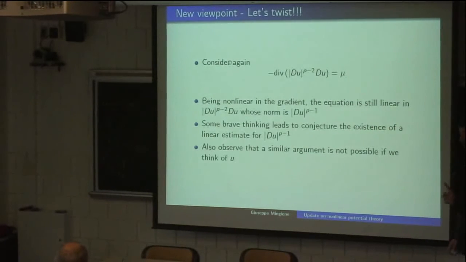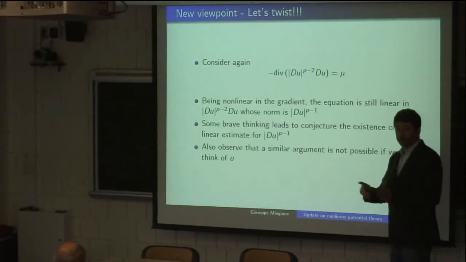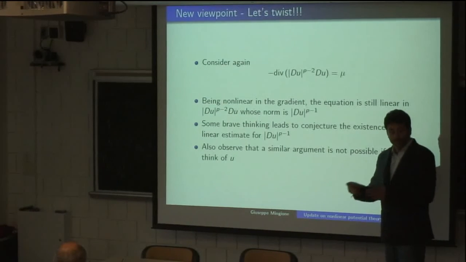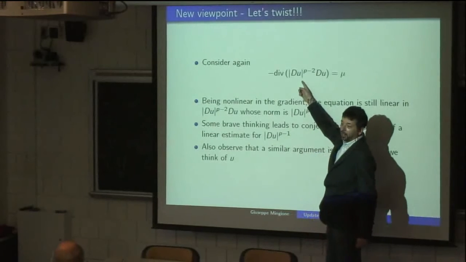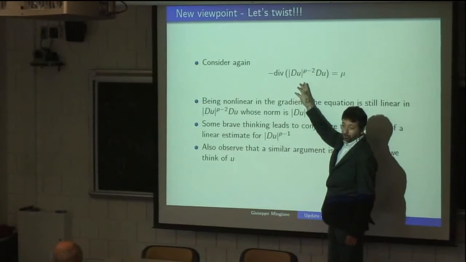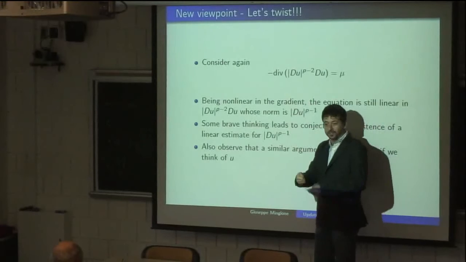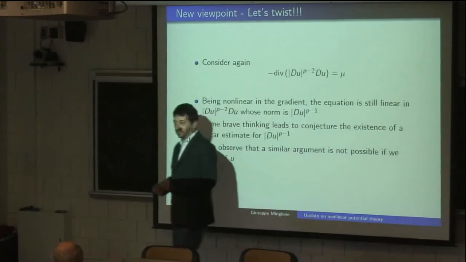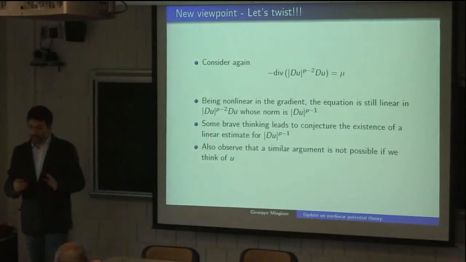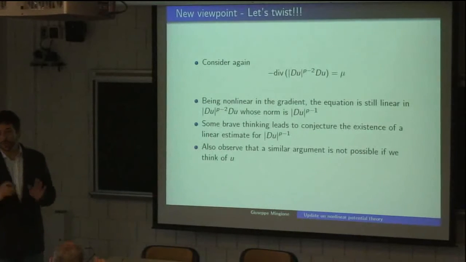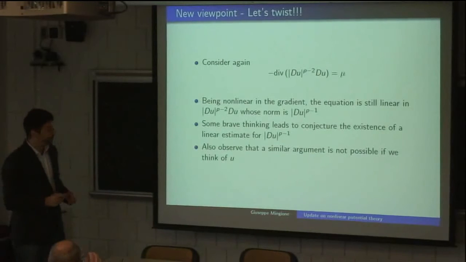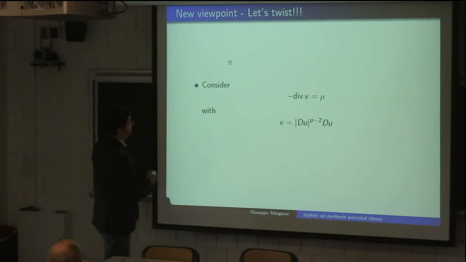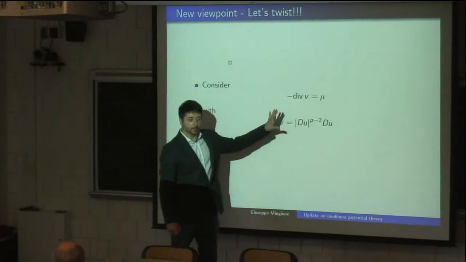Observe that the same argument is not possible when you think of u. Because when you think of u, there's no way to consider this as a linear equation of a nonlinear object of u, because there's a gradient. You have to invert the gradient. You have to pass the integral. And that's essentially the point why Wolff potentials are optimal for estimates on solutions. In other words, what I'm talking about here is to decouple the problem in this way.